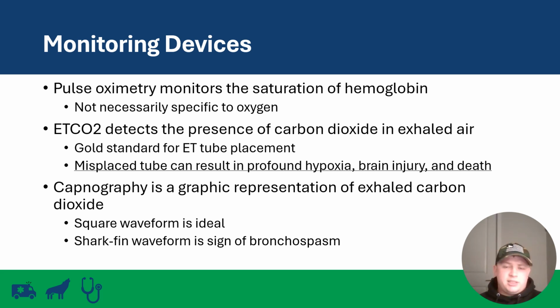EtCO2 detects the presence of carbon dioxide in exhaled air. So again, it's the gold standard for ET tube placement. A misplaced tube can cause a lot of bad things: hypoxia, brain injury, and death. We do not want a misplaced tube ever. Again, when you intubate, you must prove that your tube is in the trachea and not in the esophagus. Capnography is that graphic representation of exhaled CO2. So ideally, a square-shaped waveform is ideal, and I'll show you some examples of that. And another thing to remember is that a shark fin waveform is a sign of bronchoconstriction or bronchospasm. Okay?